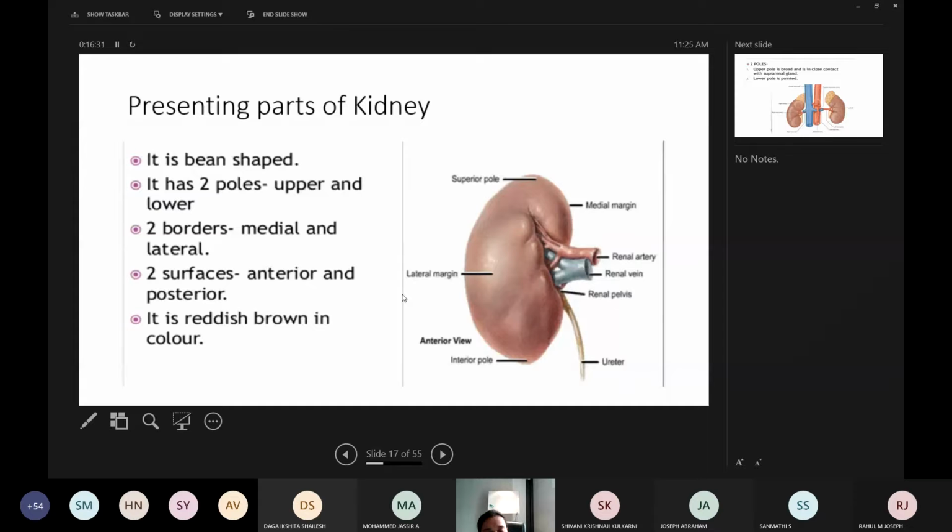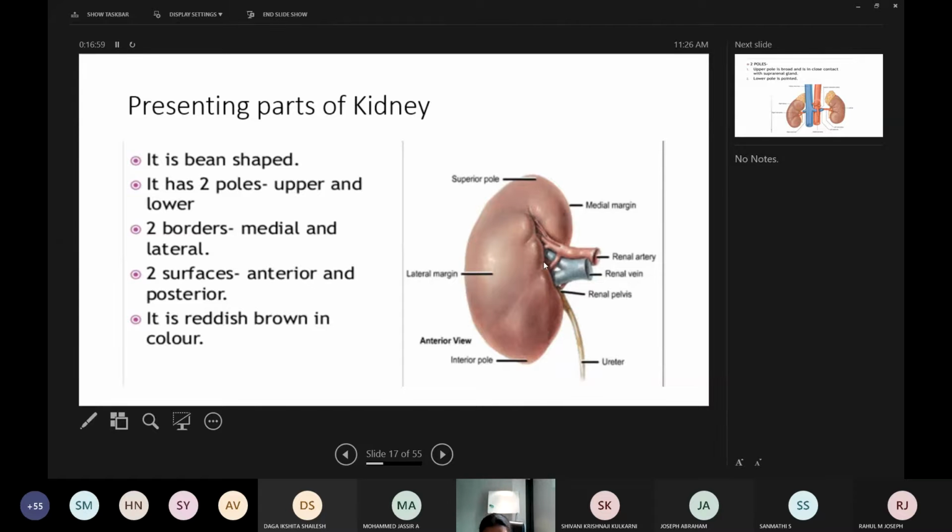So that's about the coverings of the kidney. Now we'll study the presenting parts of the kidney. The kidney is bean shaped. It is vertically oriented, so we have the upper pole and the lower pole, and two borders, lateral border and the medial border, and two surfaces. This is the anterior surface, the posterior surface is behind.